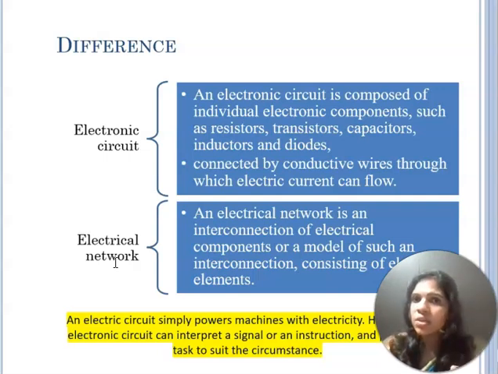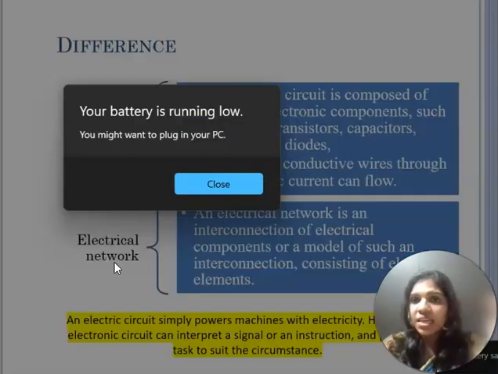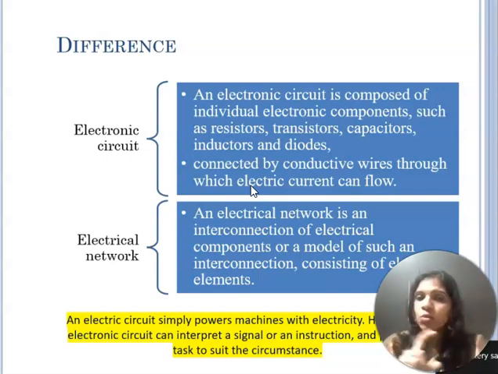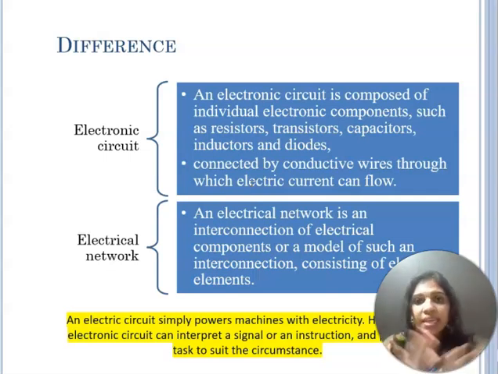An electronic circuit is composed of individual electronic components. As we said, electronic components means we can have resistors, transistors, capacitors, etc. These components are connected through conducting wires to make the electric current flow. That is an electronic circuit. Then what is an electrical network or electrical circuit? It is an interconnection of various electrical components. Electrical components are like power source, wires, fuse, ground elements, etc.